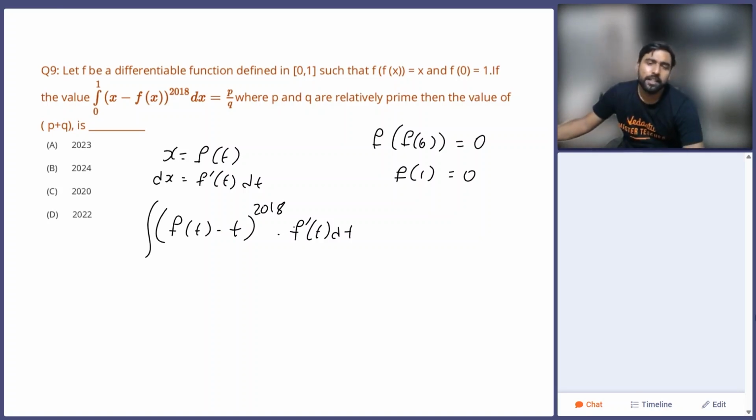What will be the limits? So over here, think about this. I get two values over here. When x is 0, t is 1. When t is 0, x is 1. They're just reciprocating, right? So the limits will become interchanged, 1 to 0 over here. This is the format that you will get over here.